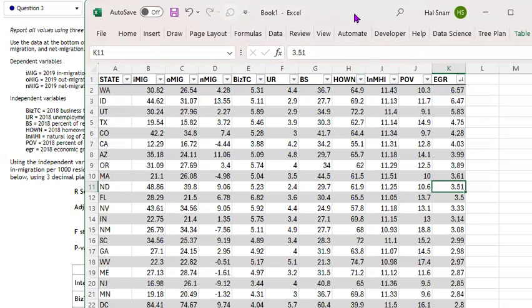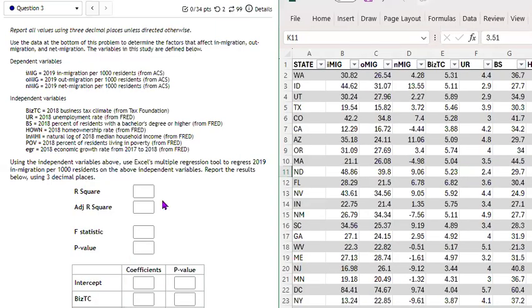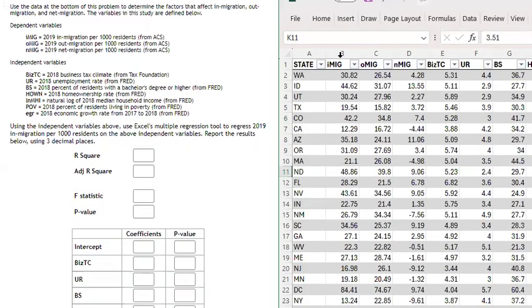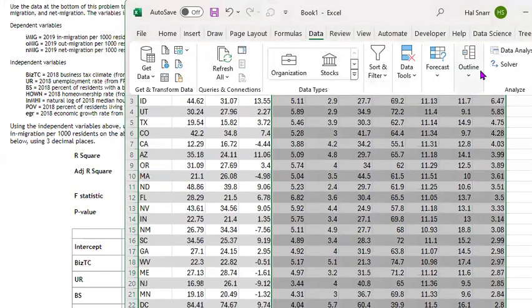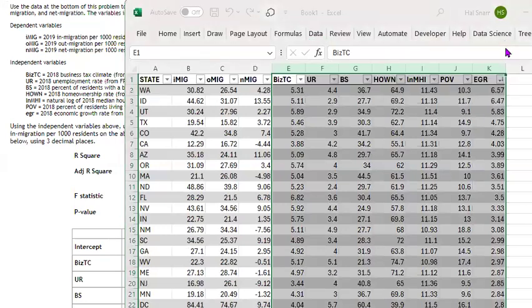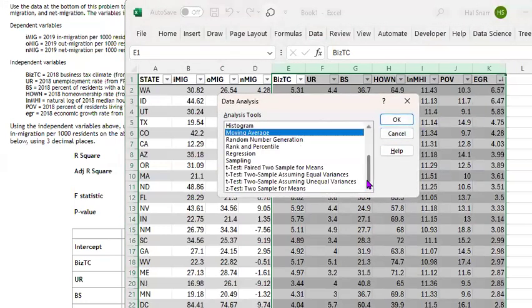And then what we want to do is create a regression. And we're going to use in-migration as the Y variable, and then everything over here is going to be independent variables, the X variables, okay? So we're going to go Data, Data Analysis, Regression.